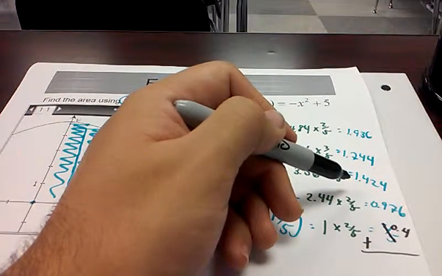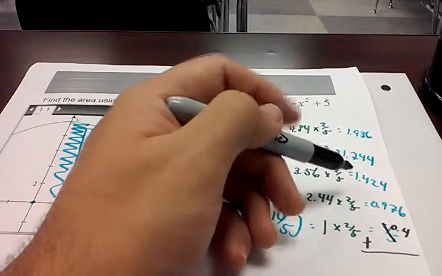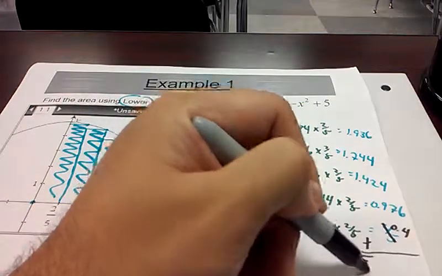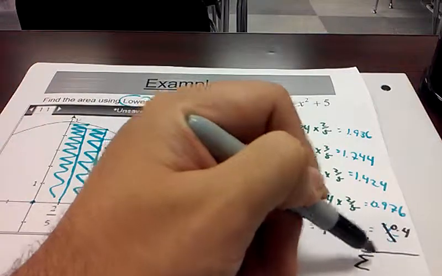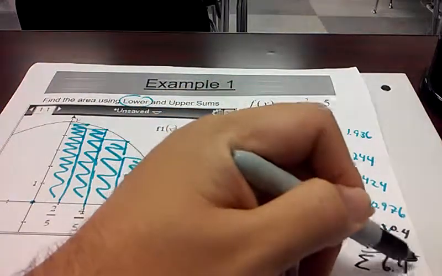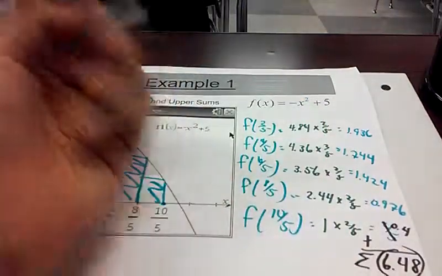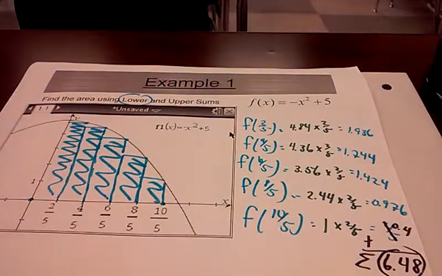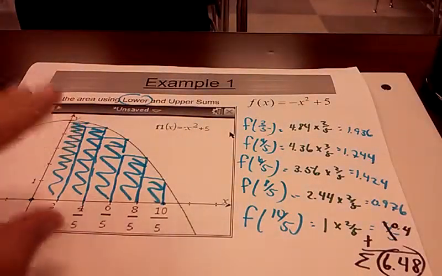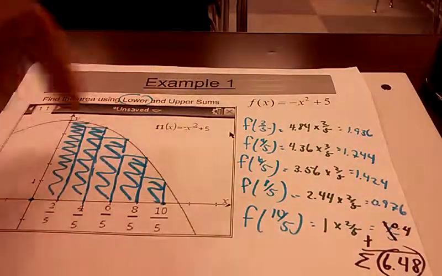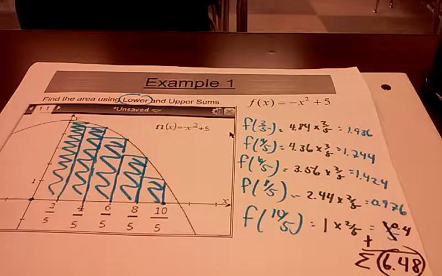And so now I'm just going to add up all of these areas together, and then that would give me my approximate answer. So this would be, and this is the sigma notation, that means sum, that means add up. So that would be 6.48. And so then that would be the lower approximation for those. I could compare that to an upper approximation, which would be more. And so then my answer, my true answer, would be somewhere between those two numbers.